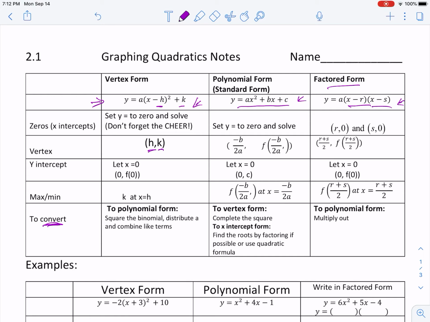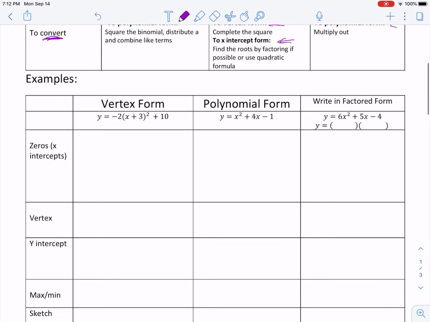You square the binomial and distribute like terms. This one, to go back to vertex form, you have to complete the square. To get x-intercept form, you have to factor it. Okay? To make this one into polynomial form, you multiply it out, and then you complete the square to get to vertex form. Okay, so let's work some of these problems.